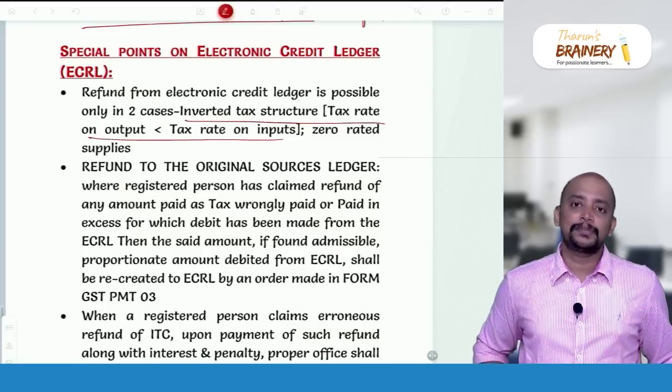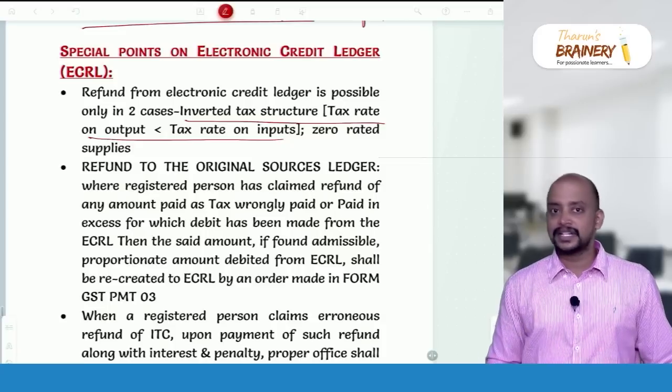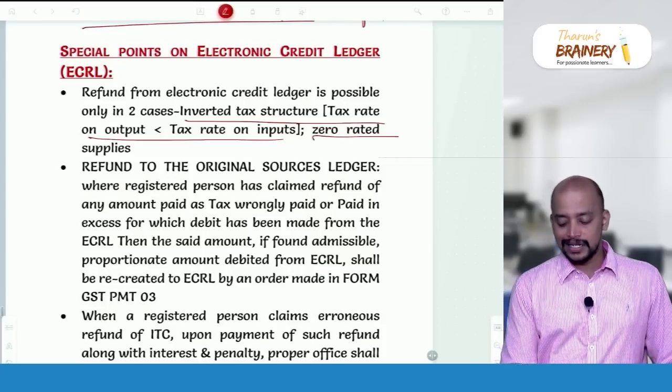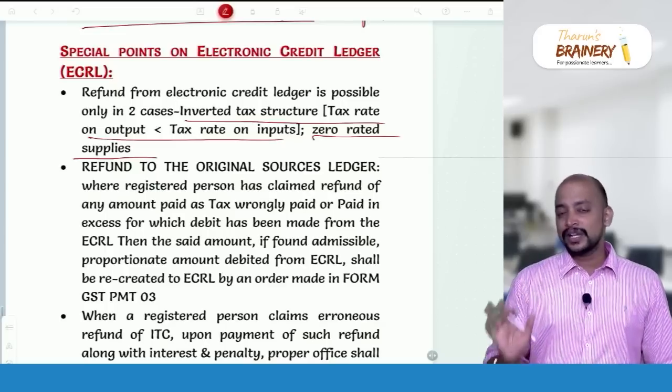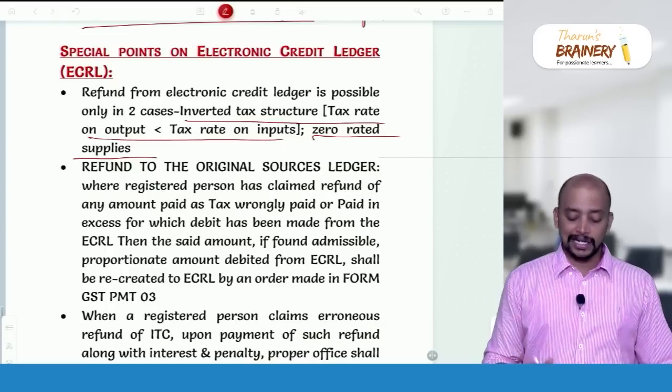Tax rate on outward supply is less than the tax rate on inward supply. Then second, zero rated supply. Zero rated supplies means what? Exports and supplies to SEZ. So in that case only we will get the refund from the credit ledger.